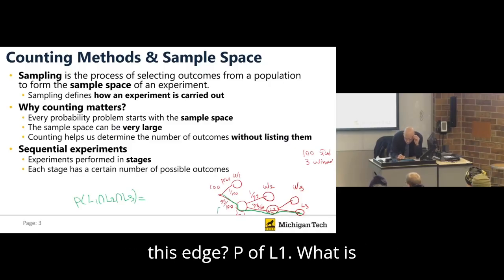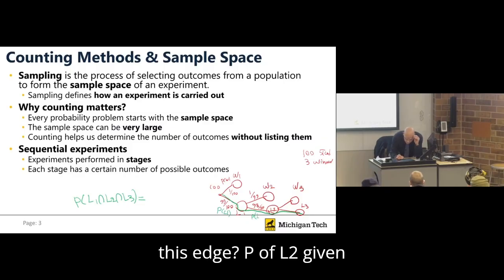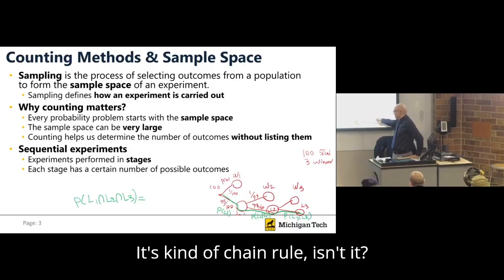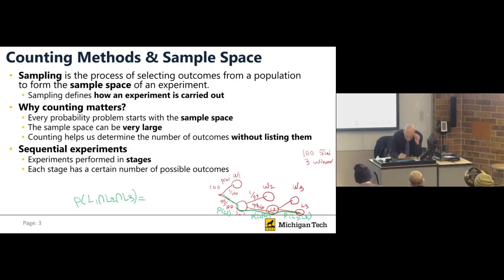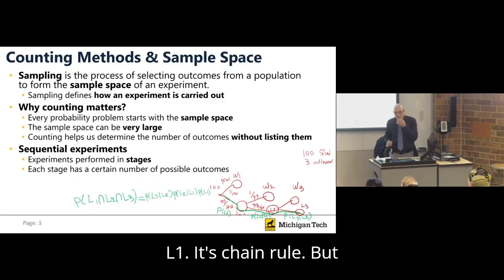What is this edge? P of L1. What is this edge? P of L2 given L1. And P of L3 given L2. Oh, it's kind of chain rule, isn't it? P of L3 given L2, P of L2 given L1, P of L1 is the chain rule.